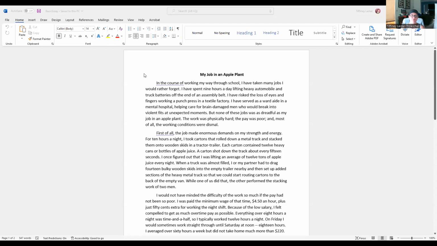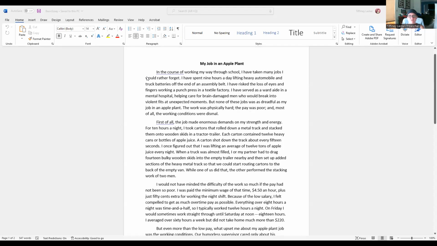And again, just keeping in mind, we talked about an introductory paragraph and a thesis statement, and how the thesis statement is the overall main topic, focus topic, but it will contain specific ideas that are then developed in the body of the essay. So here we have my job in an apple plant. In the course of working my way through school, I have taken many jobs I would rather forget. I have spent 9 hours a day lifting heavy automobile and truck batteries off the end of an assembly belt. I have risked the loss of eyes and fingers working a punch press in a textile factory. I have served as a ward aide in a mental hospital, helping care for brain-damaged men who would break into violent fits at unexpected moments. But none of these jobs was as dreadful as my job in an apple plant.